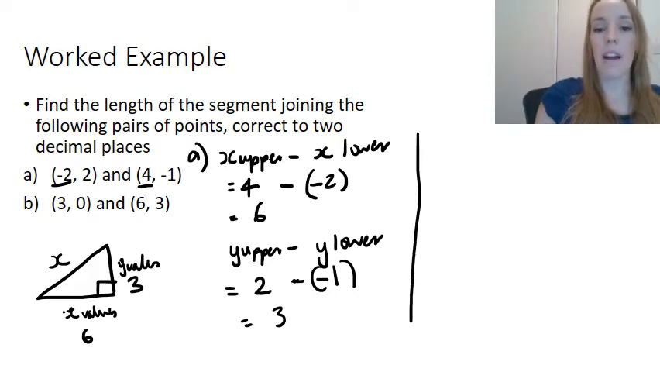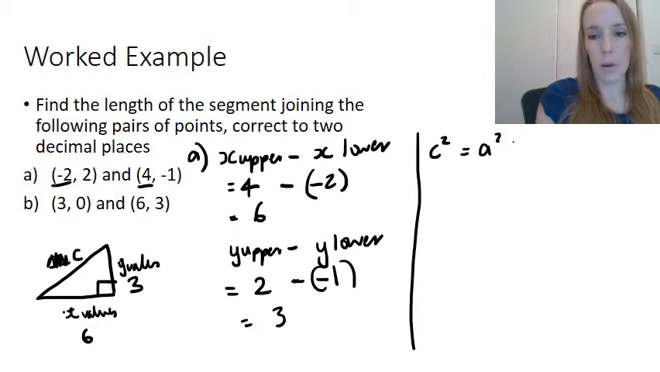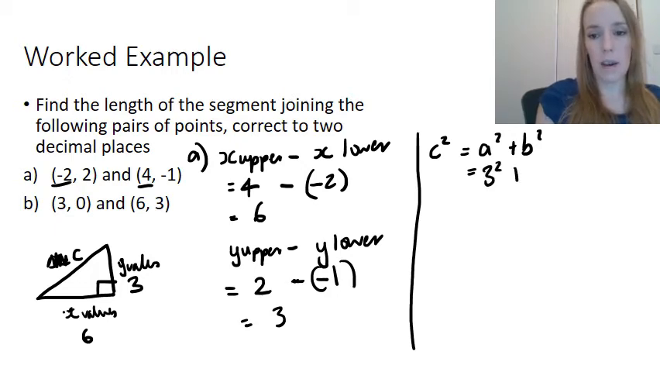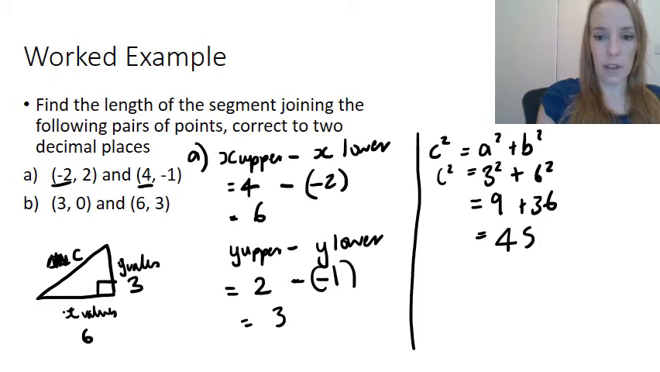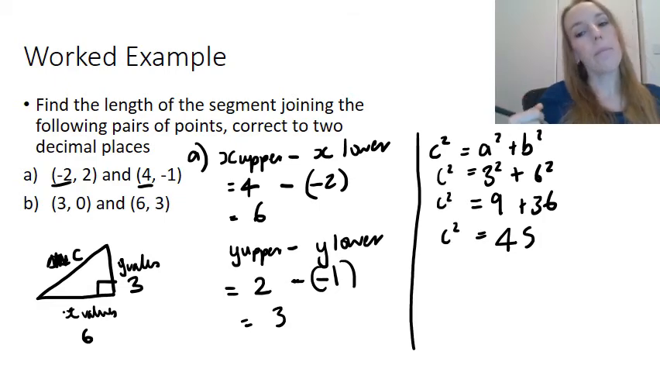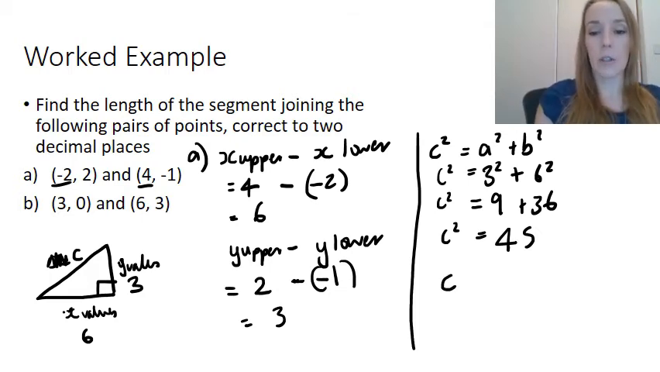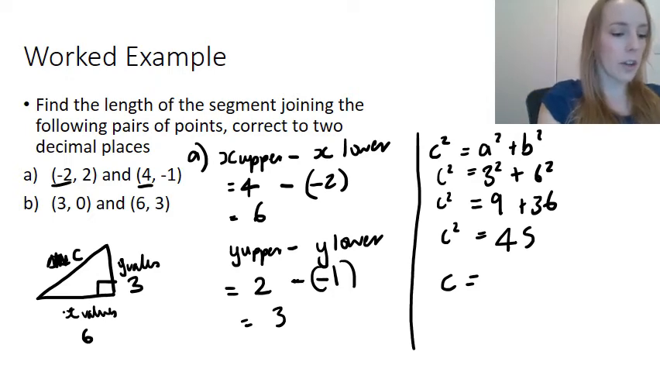So now we can use Pythagoras' theorem to actually calculate the length of that line segment. So c squared, I probably should have labeled this as c actually. So c squared equals a squared plus b squared. And now we've got values for a and b. So we're going to do 3 squared plus 6 squared. So 9 plus 36 is 45. So c squared equals 45, but we want to find c, so it's going to be the square root of 45. So grab out your calculators if you need to.